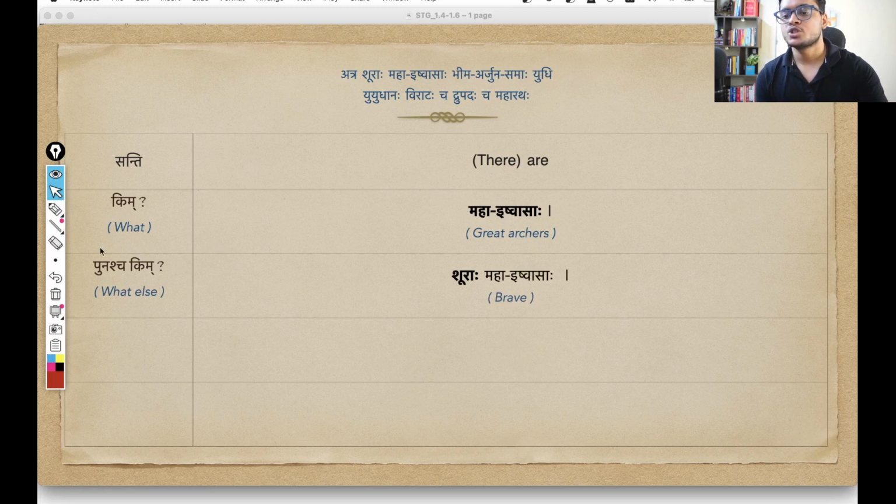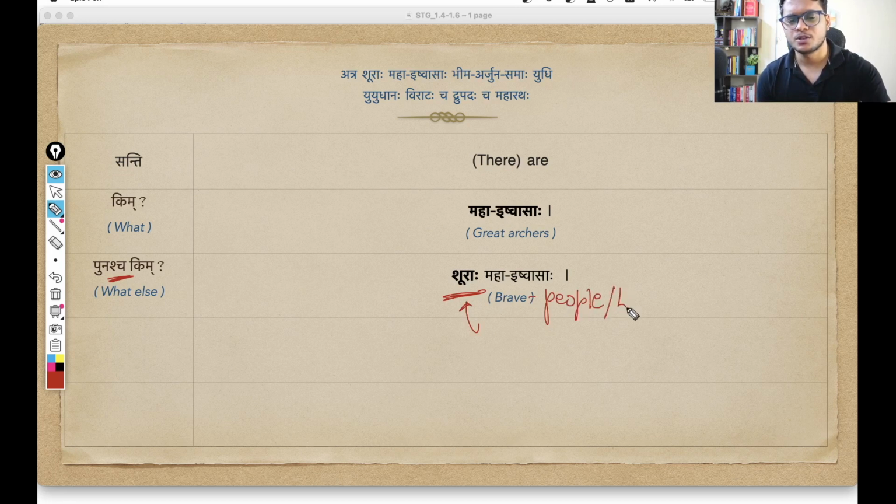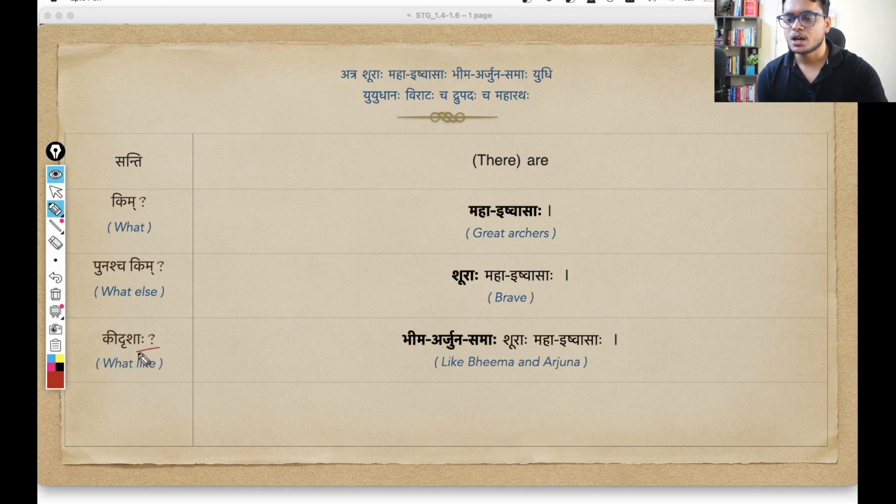And punaschikim. This word punascha we simply use when we are repeating a question: punaschikim, what else? And the response is shuraha, brave. Think of it like brave people or brave hearts, shuraha. This word shur we use in Hindi also. Shur or shurveer simply means someone who is very brave, very courageous. So shuraha simply means brave hearts, referring to the courageous warriors present in the Pandava army. Right? Now the question is kidrishaha.